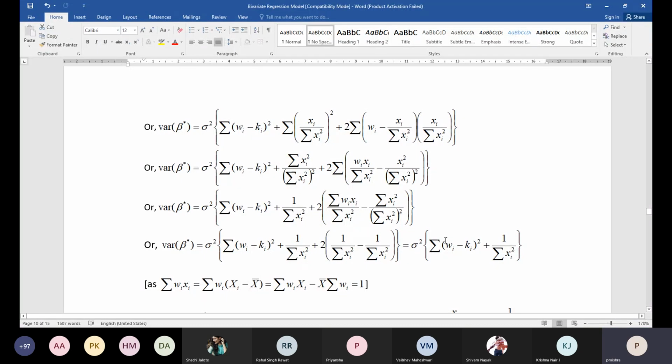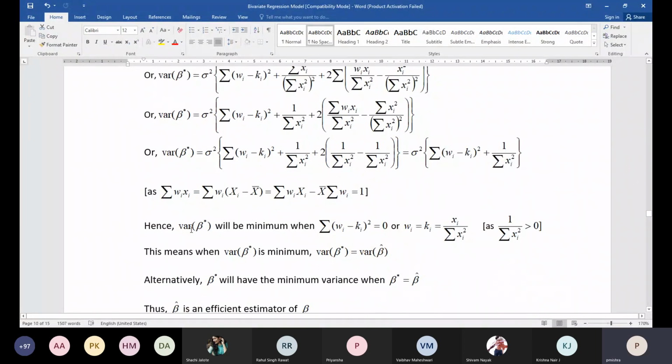Only when this part is equal to 0 would this variance be minimum, because this is a positive number. This is a positive number. So if this variance is to be minimum, this component is to be 0. So variance of beta star would be minimum when summation of wi minus ki whole square is equal to 0, or wi is equal to ki is equal to small xi divided by summation of small xi square.